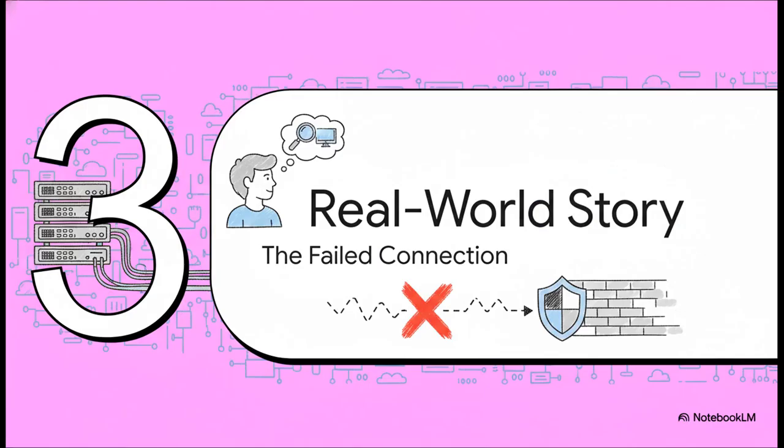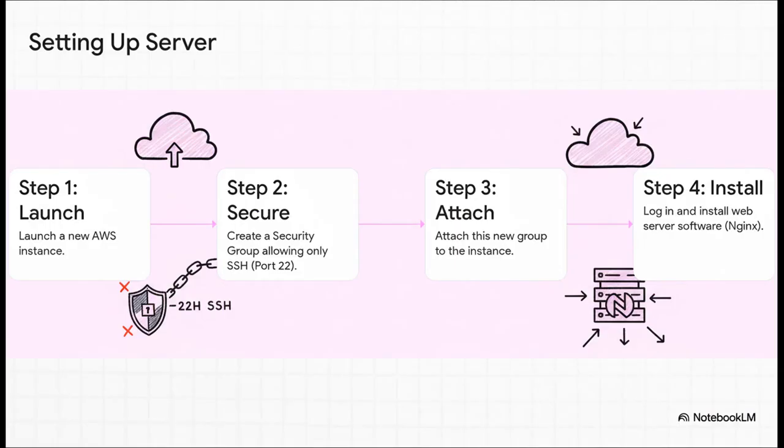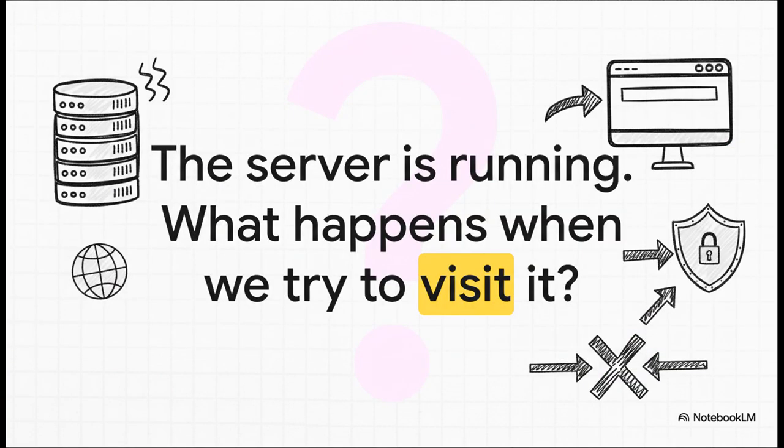All right, that's enough theory. Let's see how this all plays out in a real-world situation. Let's tell a little story about a brand new web server and what happens when it gets its very first visitor. So here's what we do. We launch a fresh new instance. And being security-minded, we create a security group that allows only SSH traffic on port 22. That's so we can log in and do our work. We attach the group, we log in, and we install our Nginx web server. Everything looks good. The software is running, the server is live on the internet, we grab its public IP address, paste it into our browser, and we hit enter.